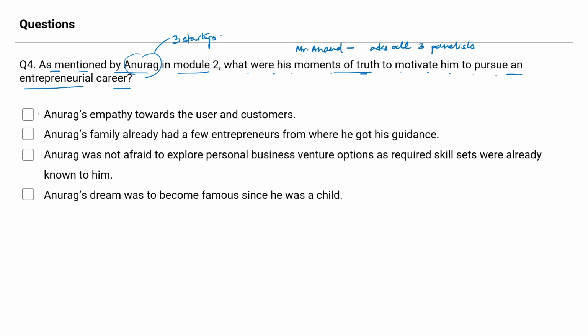The options are: Anurag's empathy towards the user and customers. Anurag's family already had a few entrepreneurs from where he got his guidance. Anurag was not afraid to explore personal business venture options as the required skill sets were already known to him. Anurag's dream was to become famous since he was a child. Okay, so these are the four options.